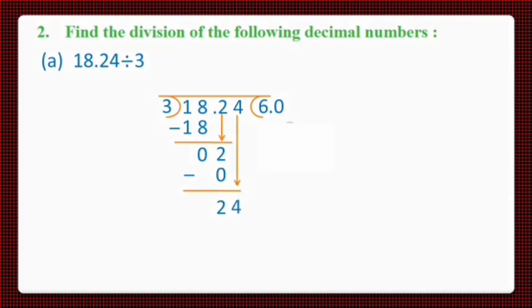Now read the table of 3 up to 24, and as 24 comes on 8, so we'll write 8 on left side of the house and 24 will write under 24. And on subtracting 24 from 24, we will get 0. So 0 is the final remainder and 6.08 is the required answer.